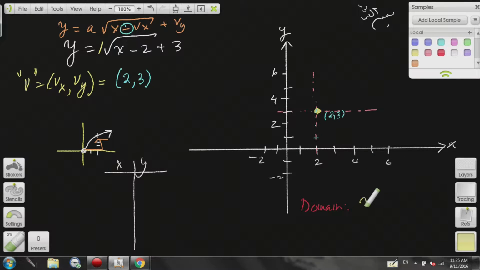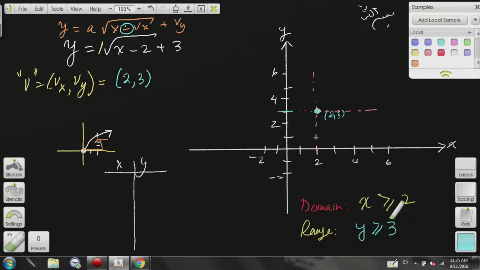So the domain, all the x values, have to be at least 2, right? The x has to be greater than or equal to 2. And the range values, which is all the possible y values, okay? Can y be 0? No. How is it going to be 0? Because it's going to start over here and go up, right? So it's going to be 3 and above. So the y value has to be greater than or equal to 3. Does that make sense? Okay, so the domain and range.